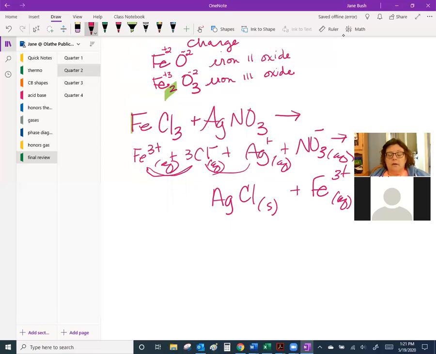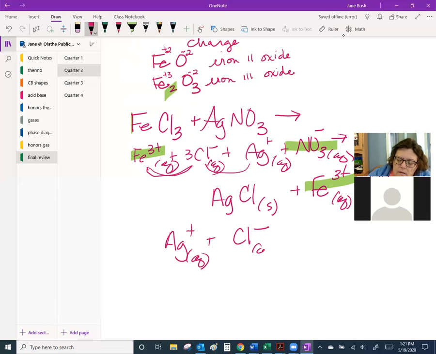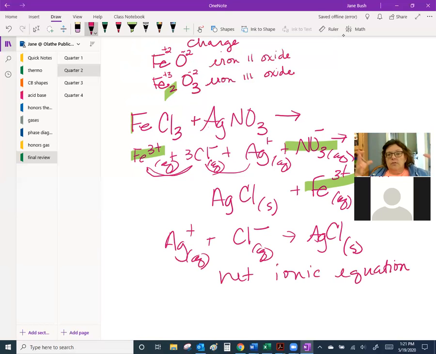This is a complete ionic equation. Hopefully you all remember that these are called spectator ions because they are the same on both sides. Well, if we remove all of our spectator ions, what we have left is the net ionic equation. Net just simply means the thing that's left after you take out all the extra stuff.